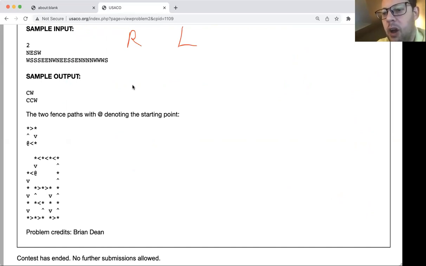If I was going north, and then I suddenly went east, north and then east, that's a right turn. But if I was going north and then I went west, that would be a left turn, north, west. If I was going east and I suddenly went north, that would be a left turn.